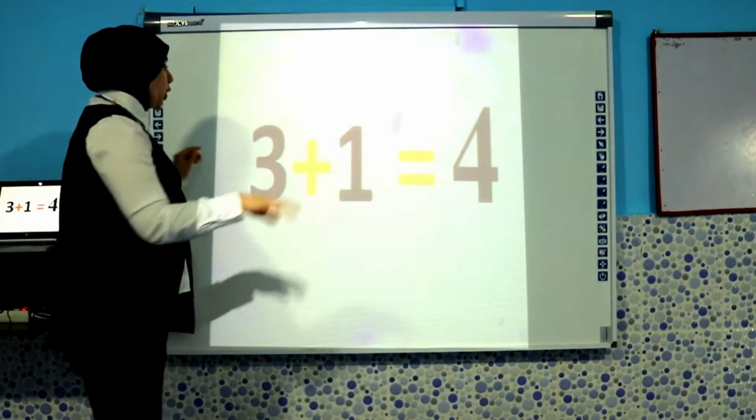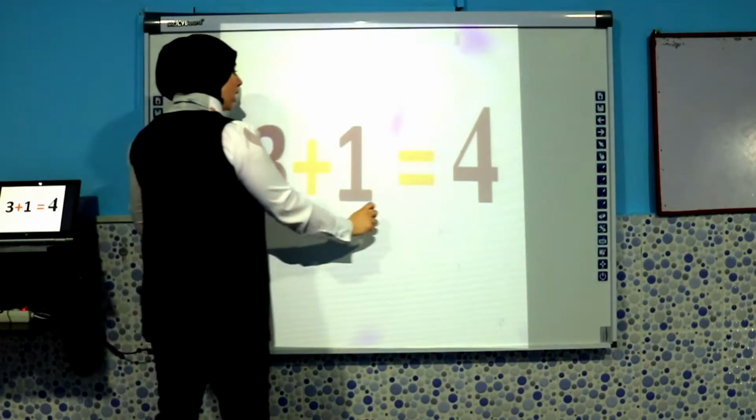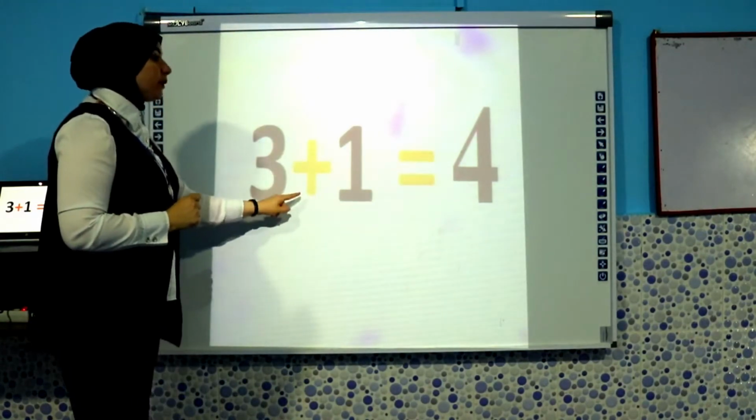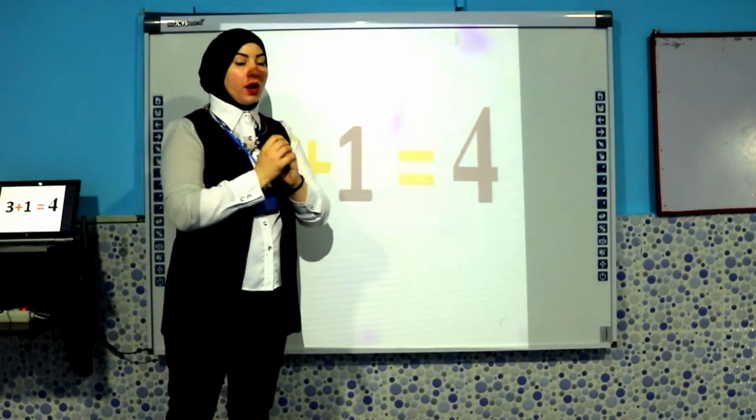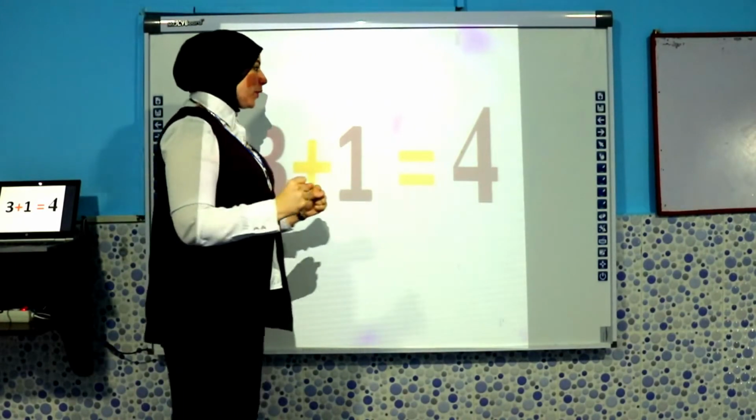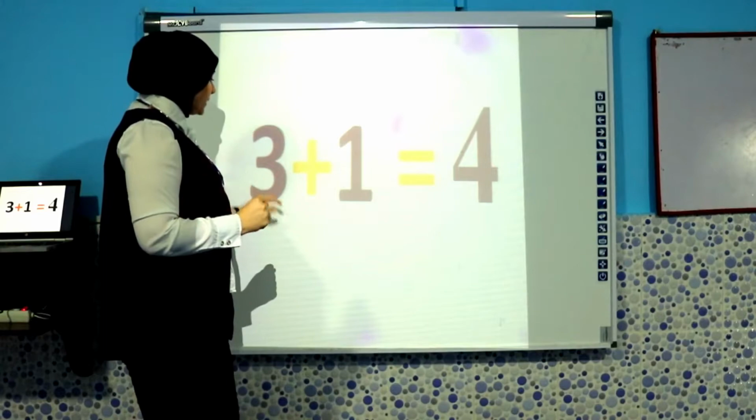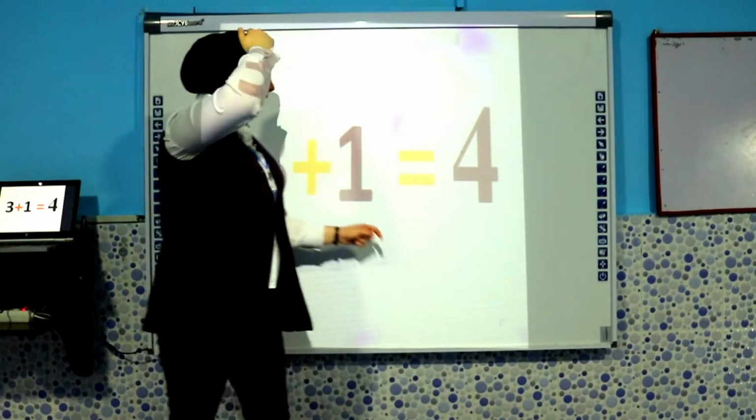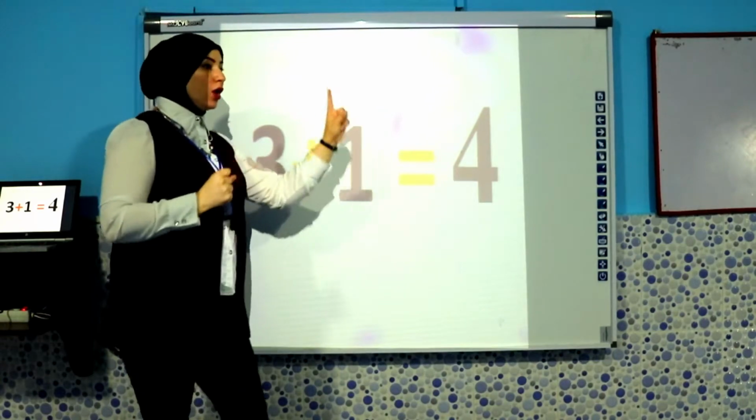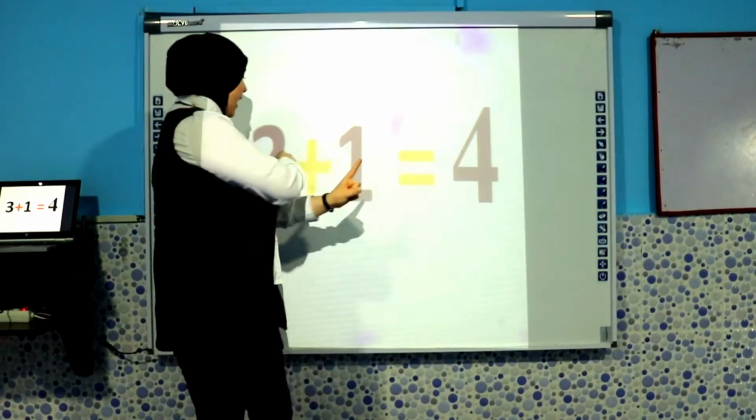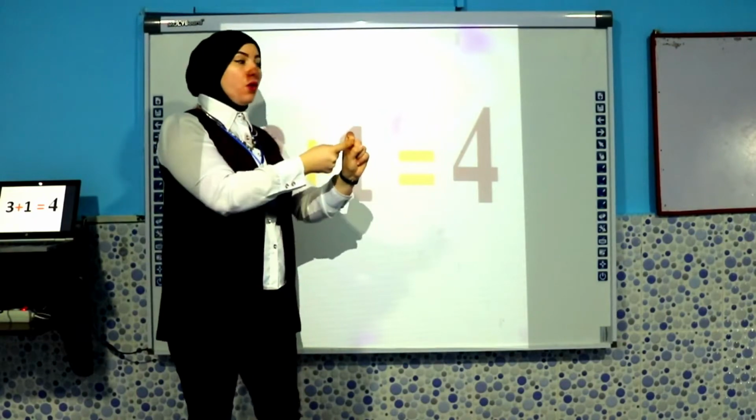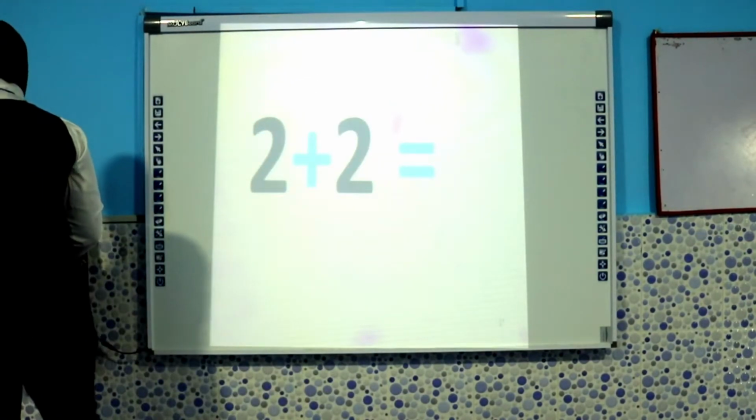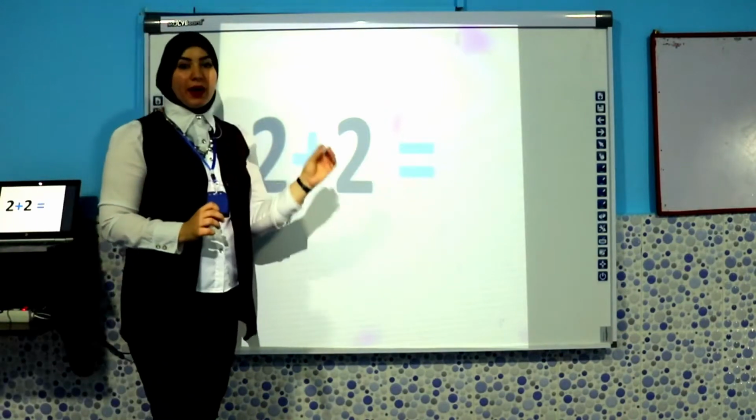Let's see the result. So 3 plus 1 equals 4, because here we have plus. Plus is searching for the bigger number, and the bigger number here is 3. Put the bigger number in your mind and the smaller number on your fingers. After 3, 4. Excellent. Let's see another equation.